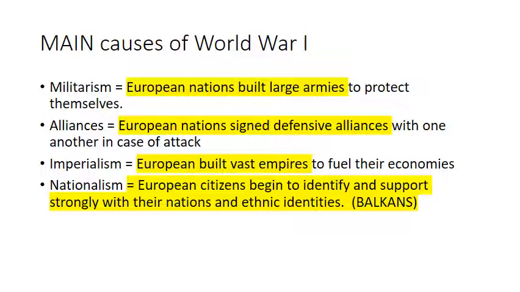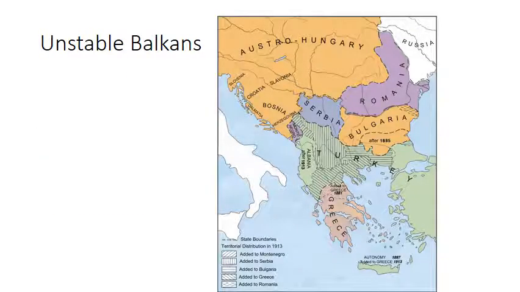Nationalism. European citizens began to identify and support strongly with their nations and ethnic identities, in particular in the southeastern region of Europe in the Balkans. In the unstable Balkan region, many different ethnicities, many under control of the Austro-Hungarian Empire, sought independence.